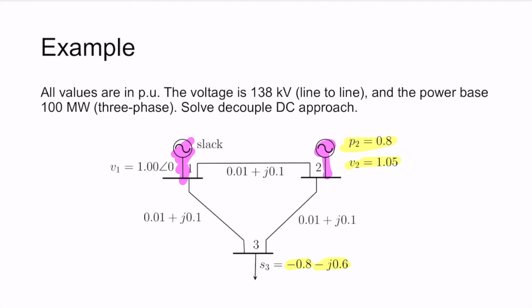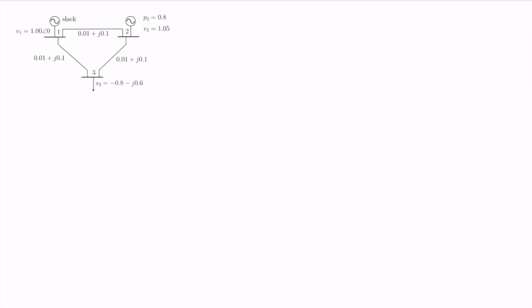So this bus is a PV bus because the voltage is fixed to a given value. This one is a slack because we have voltage and phase angle fixed at given values. So if we want to solve this decoupled DC approach, we need first to assume our lines have only reactance. Means the resistance is not considered in here. So let's start to see how we can solve that.